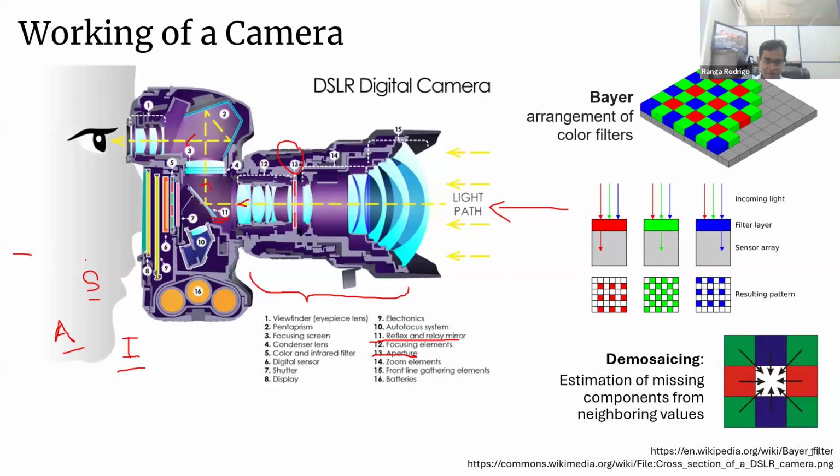And then when you take the picture, when you hit the image taking button, the mirror will be lifted, and then the light will go and strike these things. So item number 5 is what we are after. It's very important. It's called the color and infrared filter. Item number 5. And item number 6 is the sensor that we looked at. These sensors are usually manufactured by Sony. So item number 7 is a shutter.